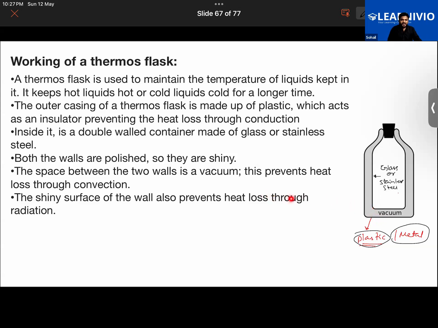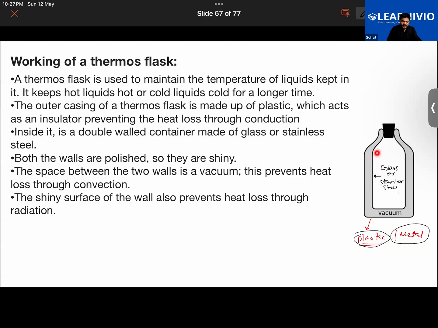So the shiny surface of this fin also will be preventing the loss of heat from radiation. The shiny surface of the walls of this thermos flask again prevents the loss of heat through radiation. So how does a thermos flask basically work?